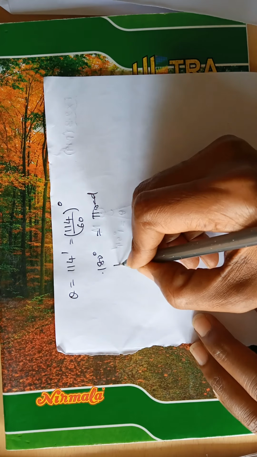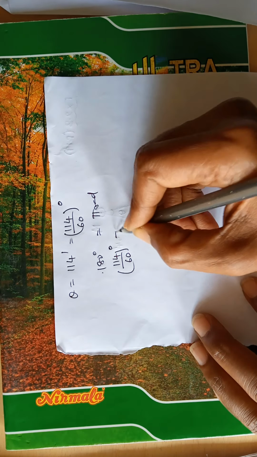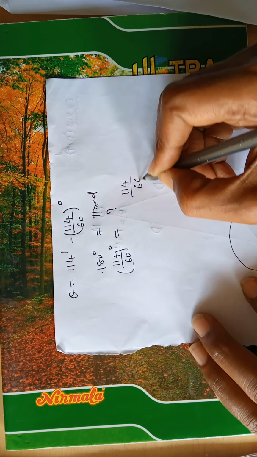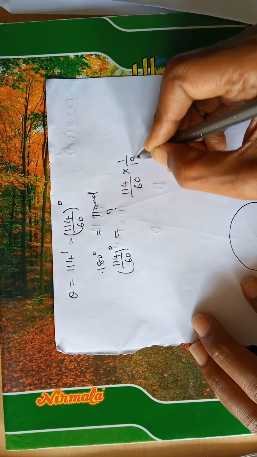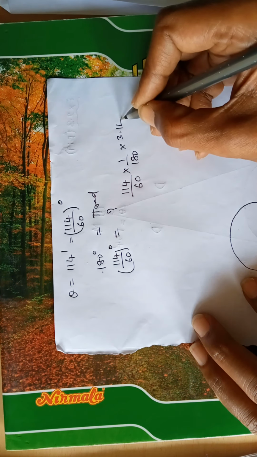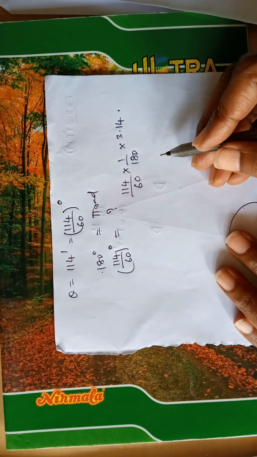Now 114 by 60 degrees is equal to how many radians? 114 by 60 into 1 by 180 into pi means what? 3.14. So solving this, you can get the answer.